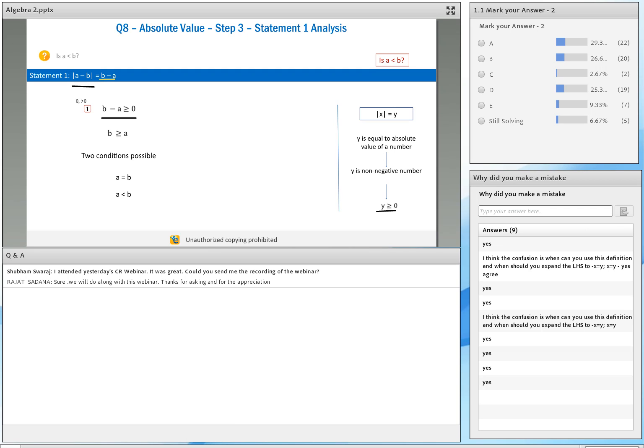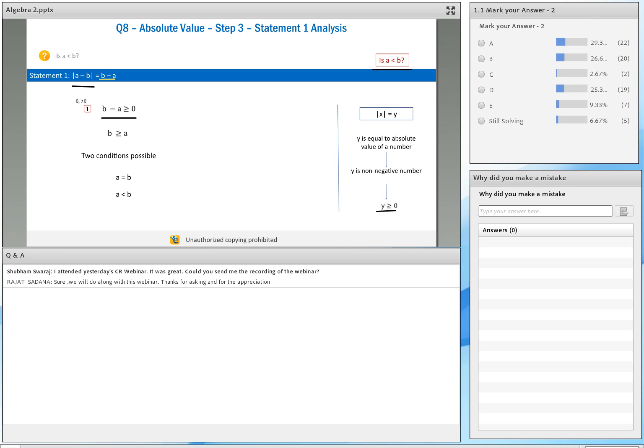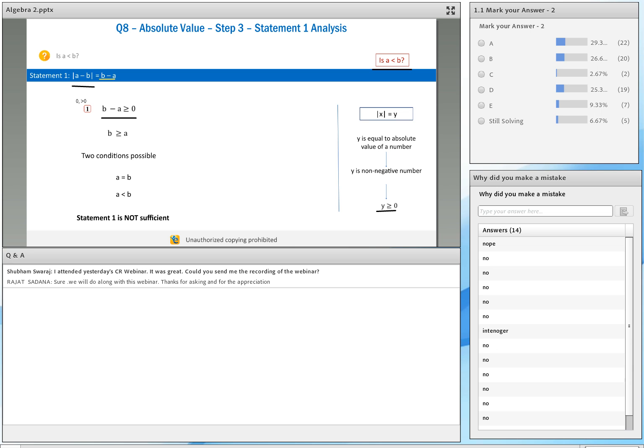Does this definitely tell us whether B is greater than A? Does it give us a unique value of whether B is greater than A? No, it doesn't. There are two possible values over here. Okay. Don't care whether it's integer or not. There are no constraints, remember, over here.